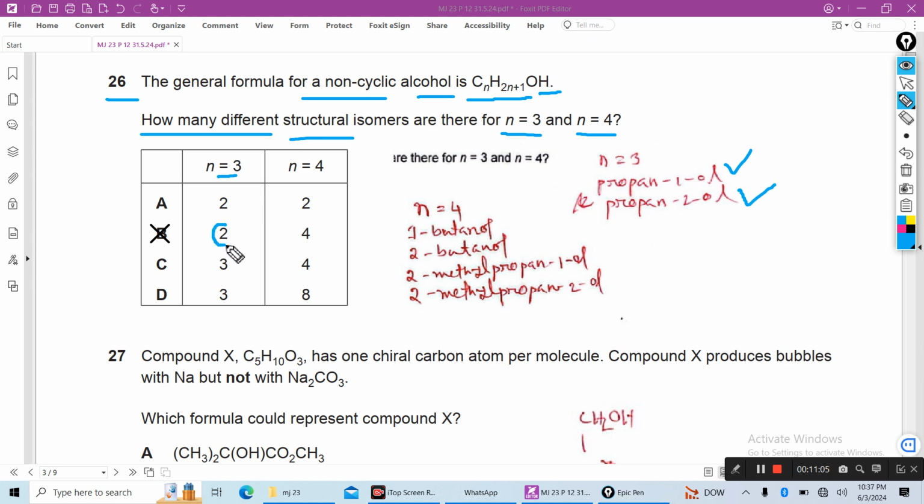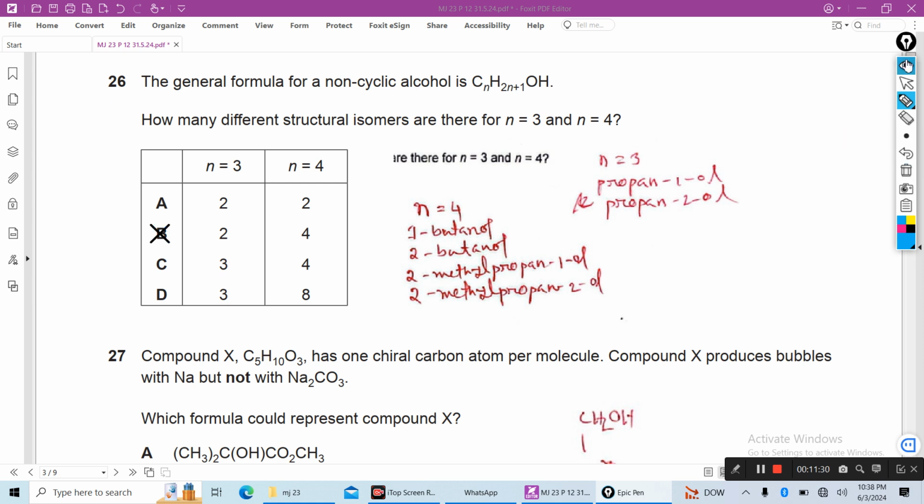So two isomers. If n equal 4, that will be butanol. Butanol has four isomers: 1-butanol, 2-butanol, 2-methylpropan-1-ol, 2-methylpropan-2-ol. So butanol has four isomers and propanol has two isomers. That's why B is the right answer.